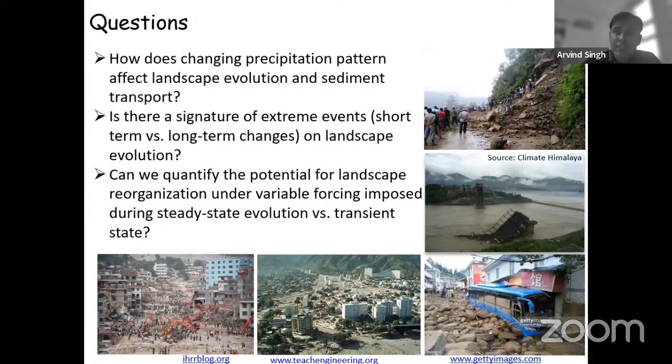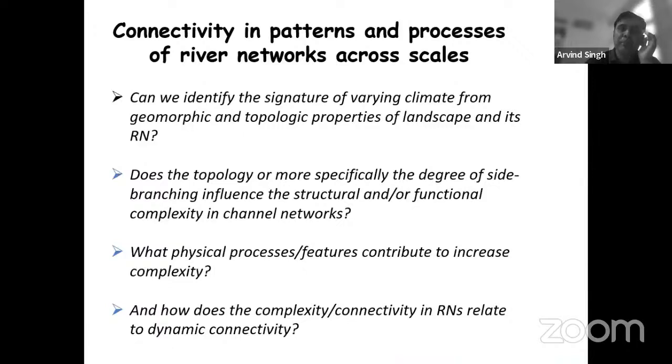Is there a signature of extreme events on landscape, and these extreme events could be short-term or long-term? And can we quantify the potential of landscape reorganization under changing forcings, such as changing climate, during steady and transient conditions? So today in my talk, I'll be focusing on connectivity with particular questions such as, can we identify the signature of varying climate from geomorphic and topologic properties of landscape and its river network?